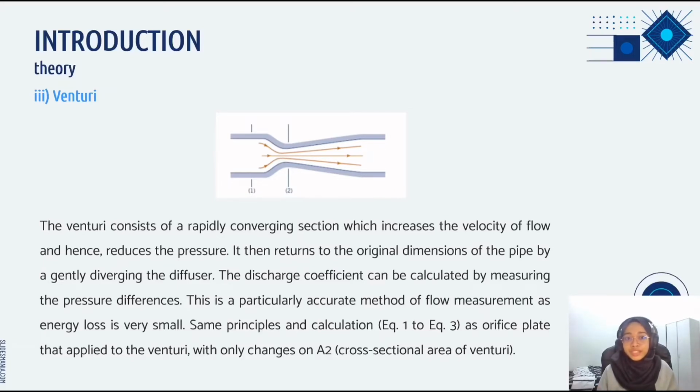In the venturi, the discharge coefficient can be calculated by measuring the pressure differences, and it is also an accurate method of flow measurement because the energy loss is small. It also uses the same principles and calculations as the nozzle and orifice plate, where it changes in V2, which is the cross-sectional area of the venturi. Next, I will pass to the next presenter.